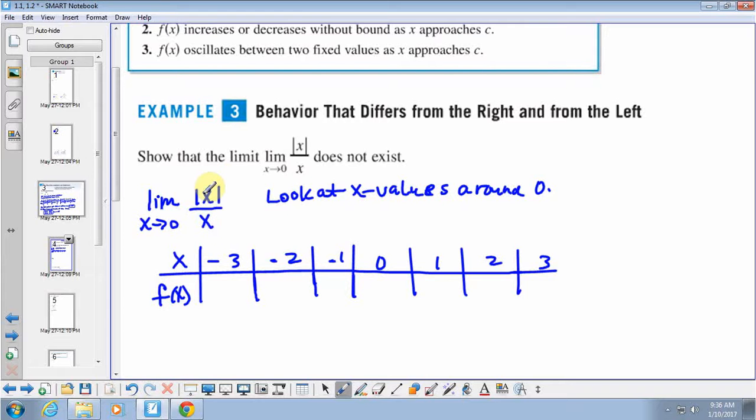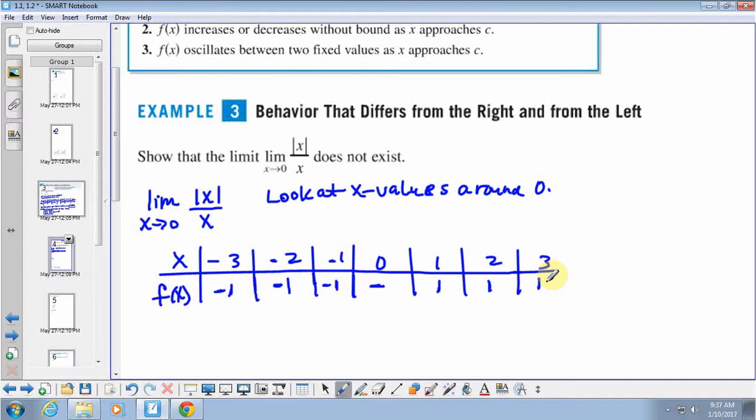So if I put -3 into this function, the absolute value of -3 is what? 3. And 3 divided by -3 is what? -1. If I put -2 here, the absolute value of -2 is +2. 2 divided by -2 is what? -1. The absolute value of -1 is 1, divided by -1 is what? -1. Let's go on the other side. Absolute value of 1 is 1, divided by 1 is what? 1. Absolute value of 2 is 2, divided by 2 is 1. So even for 3, we're going to get 1.